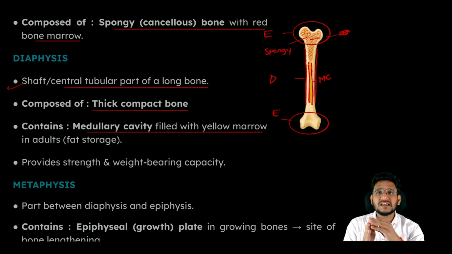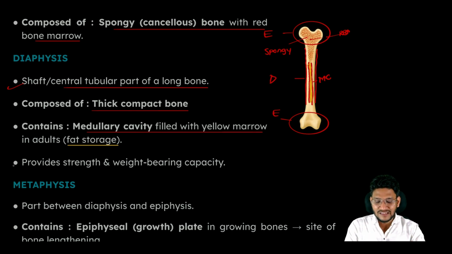Red bone marrow was present where? In the epiphysis, while yellow bone marrow is present where? In the diaphysis, in the medullary cavity. And this yellow bone marrow is actually the storage site for fat in adults. So this is for fat storage.